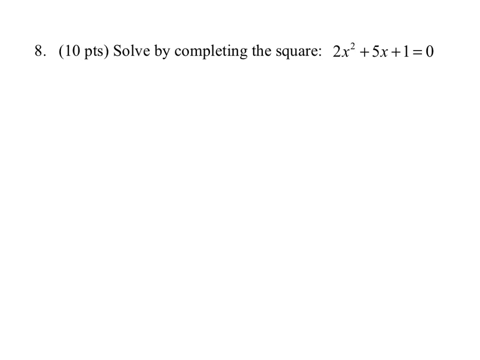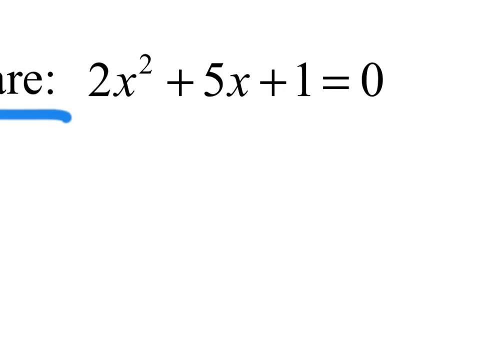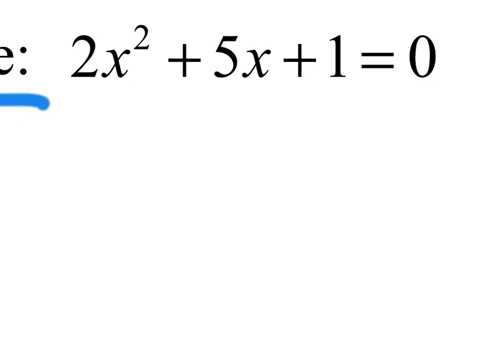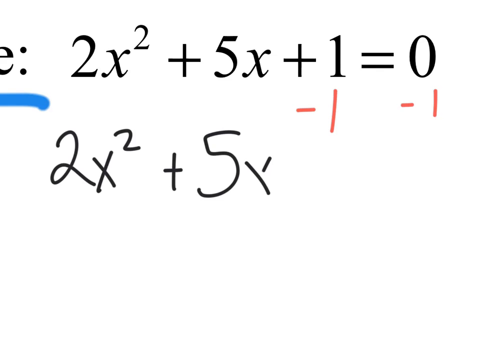Question number 10. We're going to be solving by completing the square. How exactly do we approach this? Well, the first thing that we're going to need to ask ourselves is: is there a GCF? Is there a greatest common factor? And there's not. So if we're completing the square, then the first step is to subtract 1 from both sides. And when we do, we're left with 2x squared plus 5x equals -1. And you'll notice that I left a little space right there. We're going to fill that absence in just a moment.